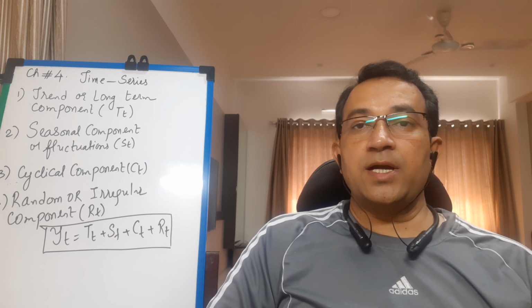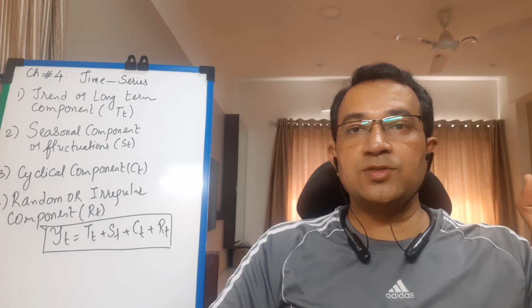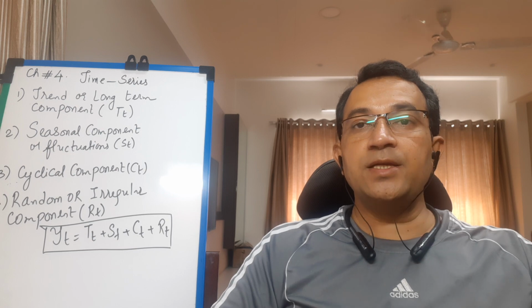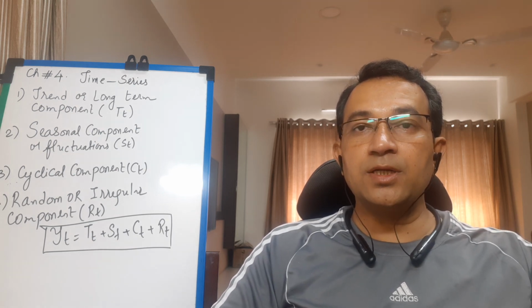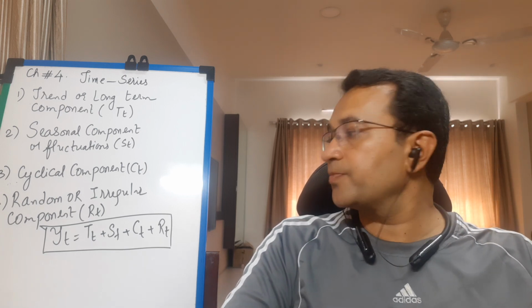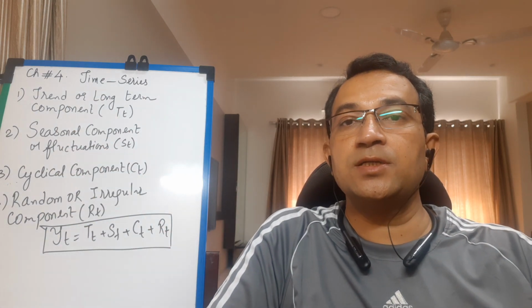Last lecture, students, I have named the four components of time series. The first component is the long-term component or trend. Second is the seasonal component. Third is the cyclical component. And fourth is the random or irregular component. Now students, I have written here all four components plus their notation.